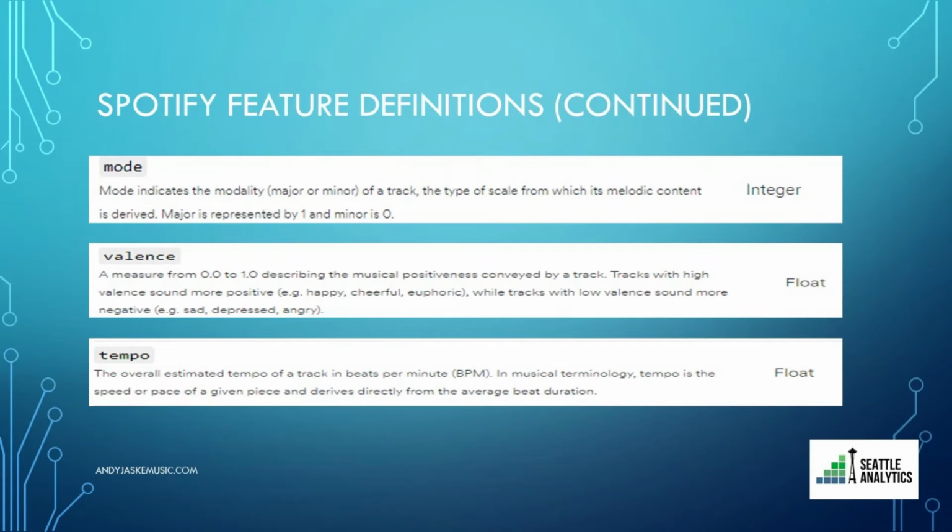Mode is a measure of whether the song is in a major or minor key. Now, some songs could have both, but Spotify's algorithm makes a call and classifies it as either one or the other, so it takes on a value of 1 for major and 0 for minor. Major keys tend to be associated with a little happier sound in the music, and minor keys tend to be more associated with a sadder sound in the music.